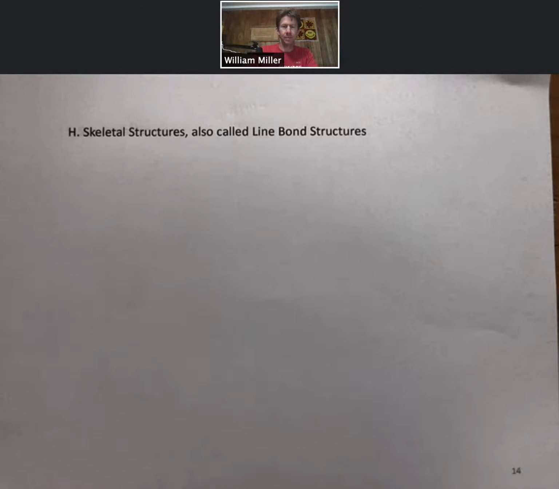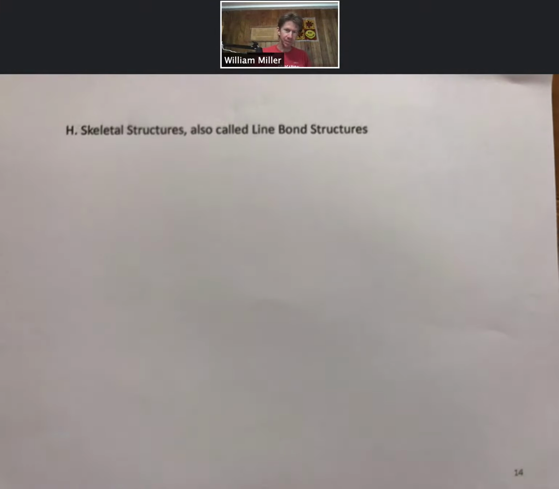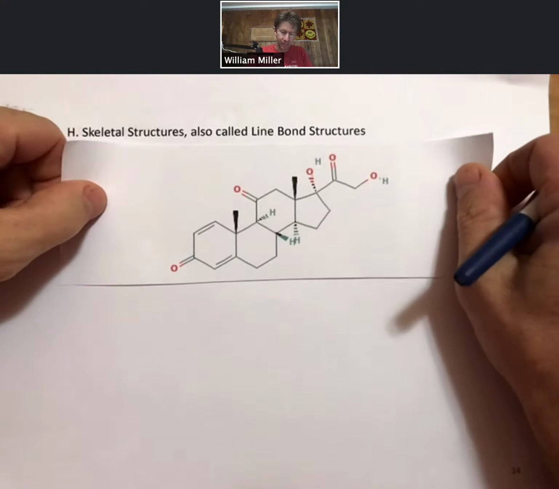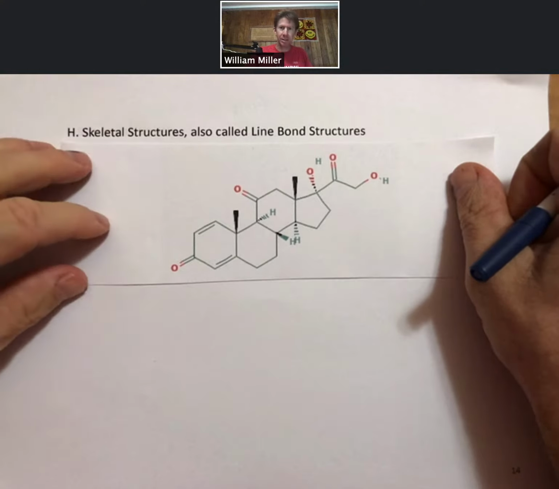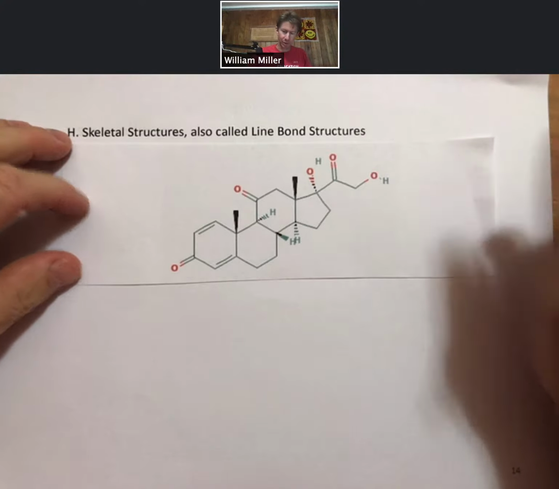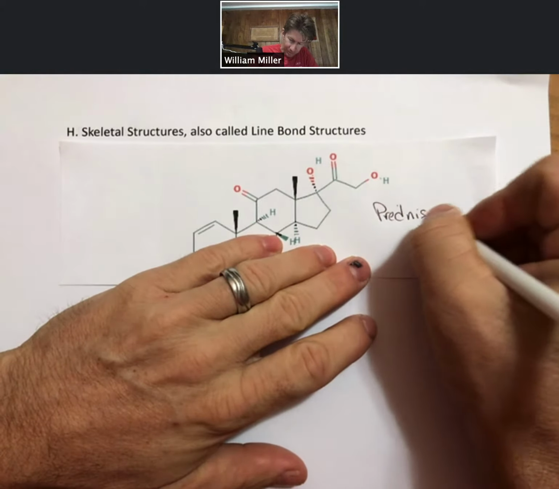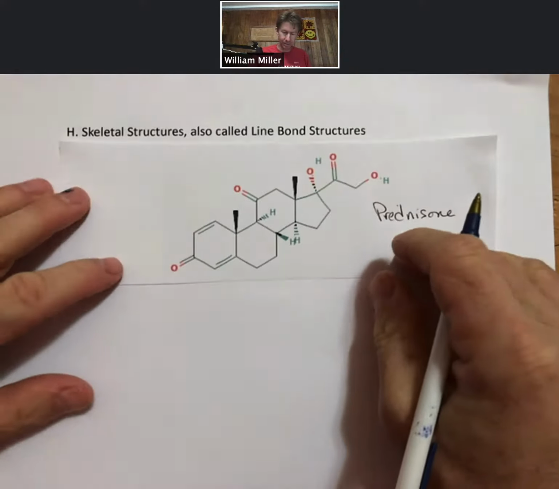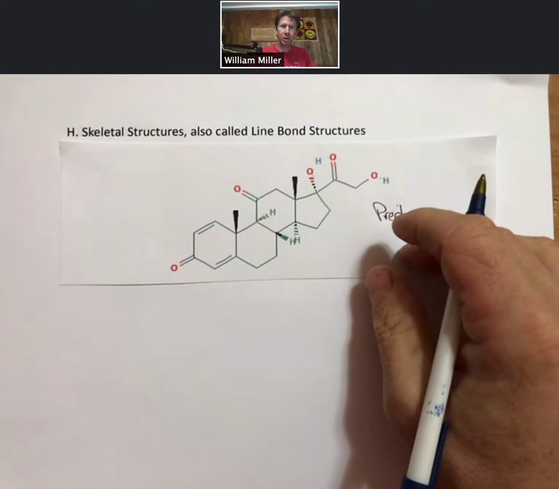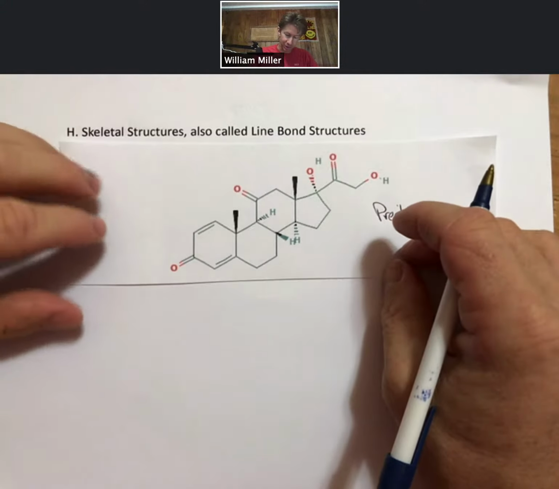So we've done the electron geometries and the shapes of molecules. We can now come back to skeletal structures and talk a little bit more about them. If you remember, we showed this skeletal structure before, and this is the skeletal structure for prednisone. And we can start to interpret more about this skeletal structure.